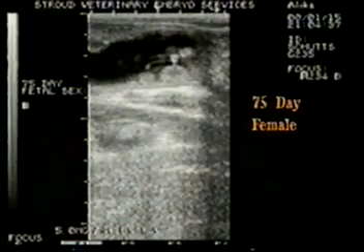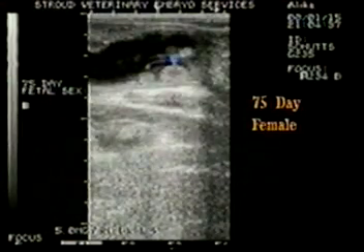This freeze frame shows the hyperechogenic female GT superimposed through the tail. The blue highlighted structure is the female GT. The slightly less echogenic structure to its upper right is the tail head.